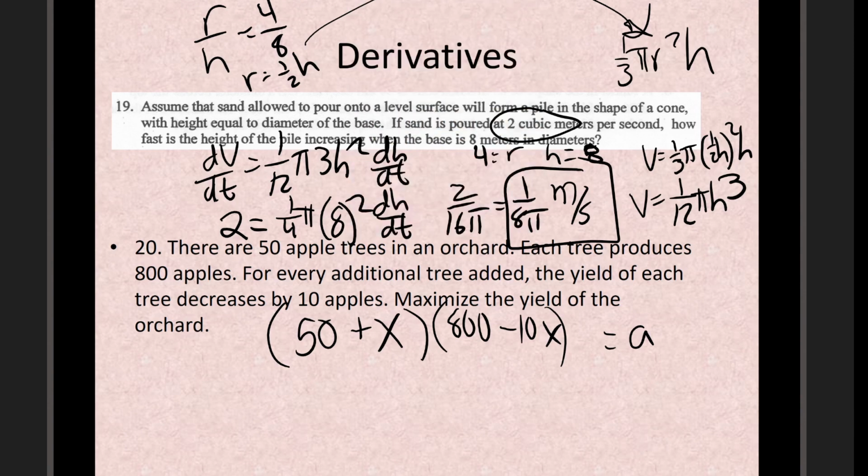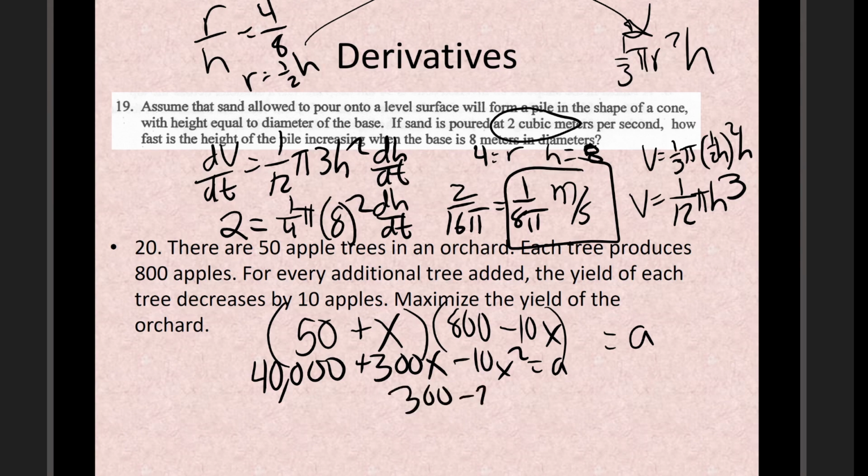800 times 50 is 40,000. Plus 800x minus 500x is just plus 300x. I'm just foiling. Minus 10x squared equals A. You take the derivative and you just get 300 minus 20x equals, and you set it equal to 0 because you're trying to find max and min.